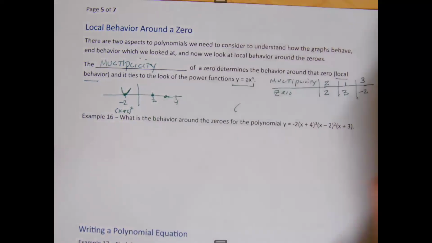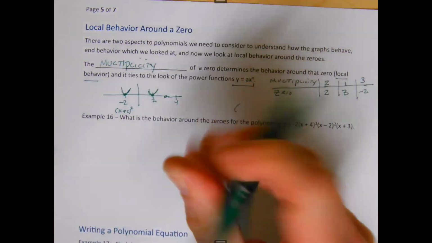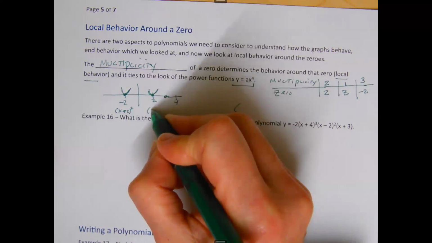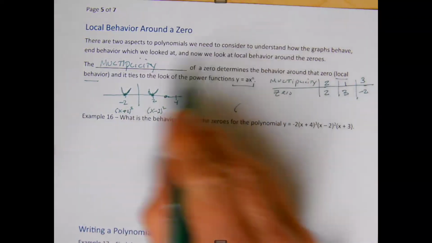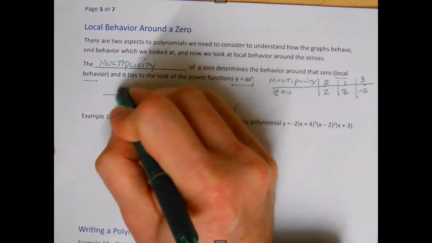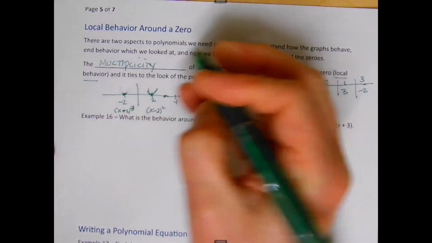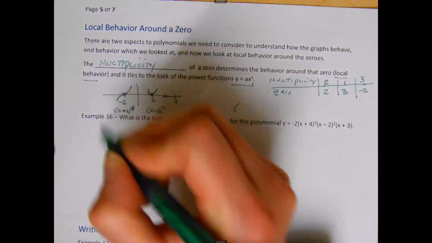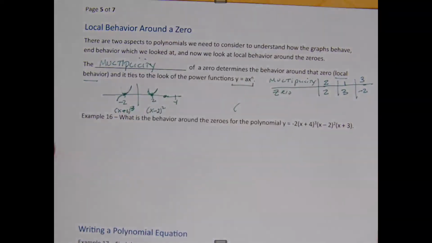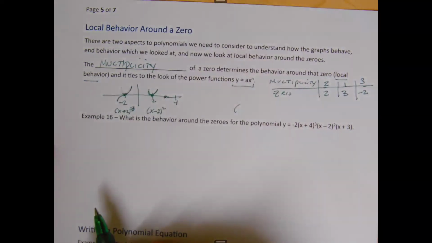What about the 2? Sorry, the 2 was that. What about the -2 here? It's a multiplicity 3. So what's going to happen here? Well, it's going to look like this S-shape right around the zero. If you look at a graph, you might not be able to tell, but it will behave just like this if you focus long enough.